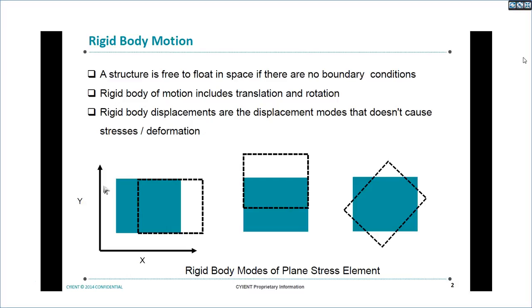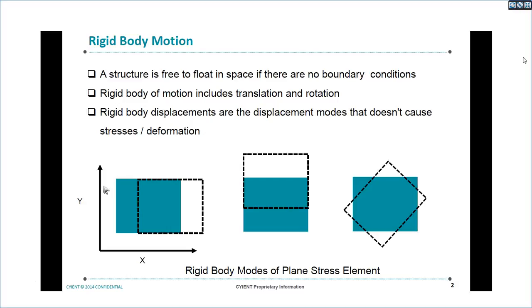Okay. So rigid body motion is similar to that. A rigid structure is free to float in space if there are no boundary conditions. Rigid body motion includes translation and rotation. So it can move this way, or this way, or this way, whatever it may be. Rigid body displacements are the displacement modes that don't cause stresses and deformation. So this type of movement won't cause any stresses.